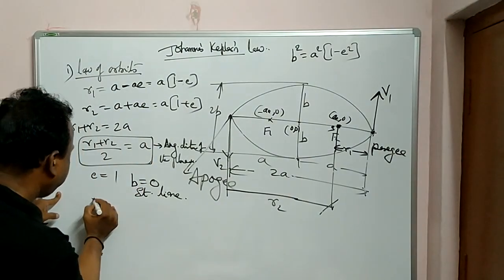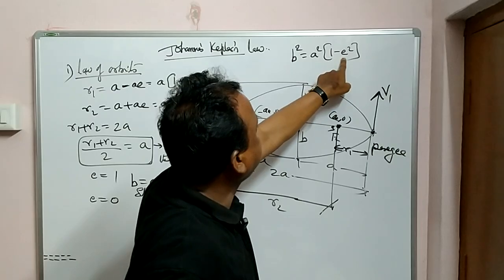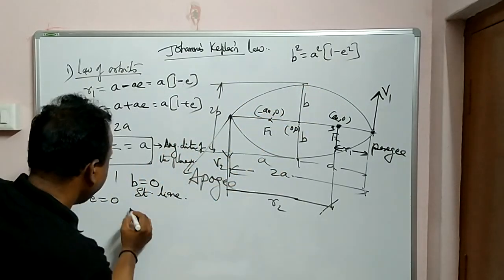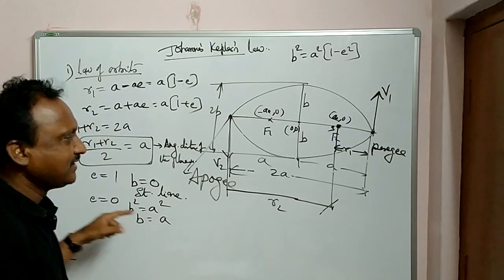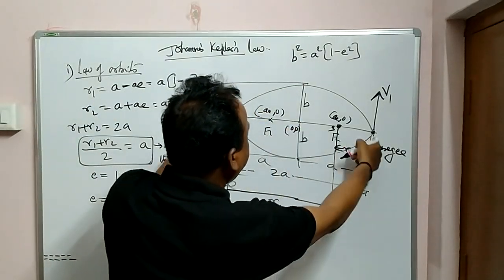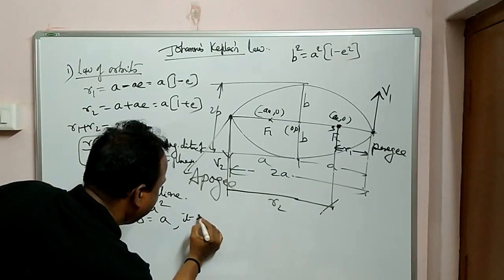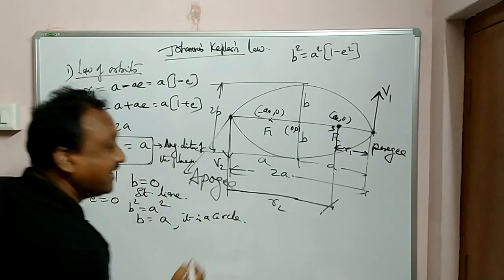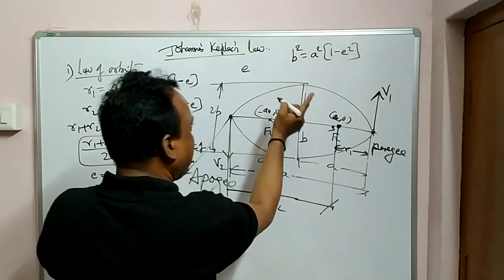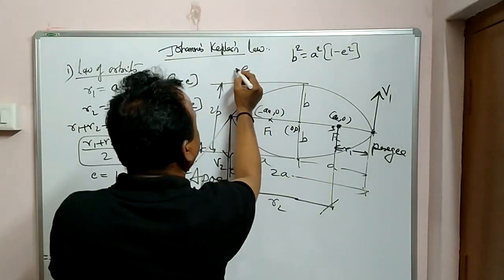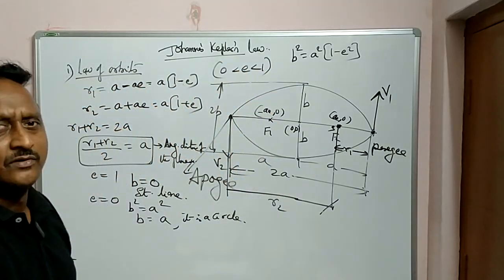Case 1. Next one. If e is equal to 0, when we put e as 0, 1 minus 0 is 1. b square is equal to a square, that is b is equal to a. When b is equal to a, it is a circle. Mathematically, it is a circle. That is why the e value should be taken as not equal to 1 or not equal to 0. It is greater than 0 and less than 1 to form an ellipse.